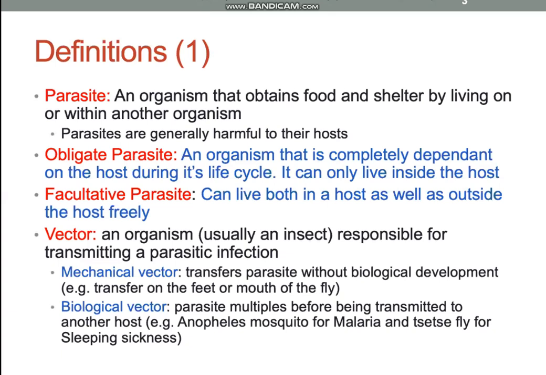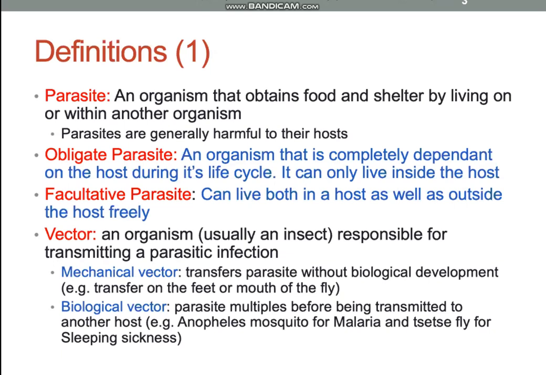And it comes as two types, mechanical and biological. As the name indicates, mechanical means it's just a vehicle, like a vehicle carrying a load inside the cabinet. Transfer parasite without biological development. Okay? Just a carrier.